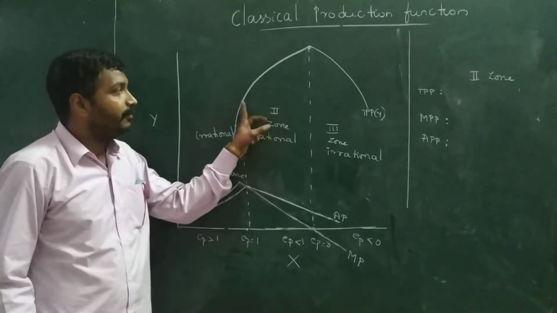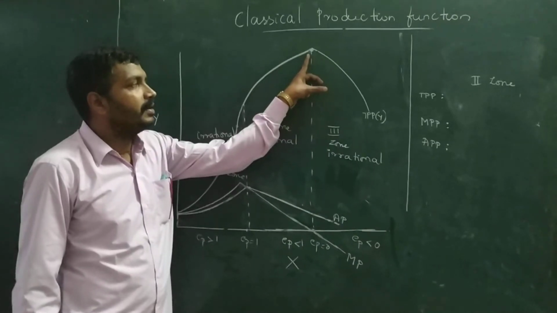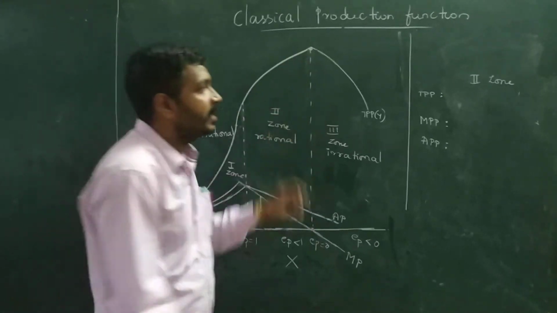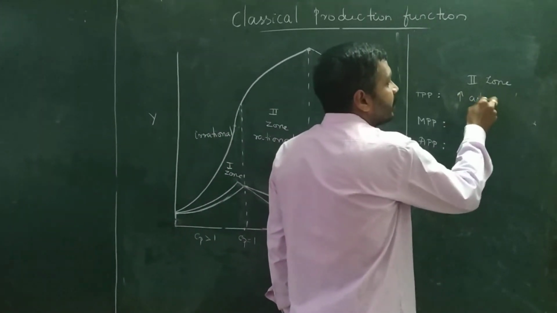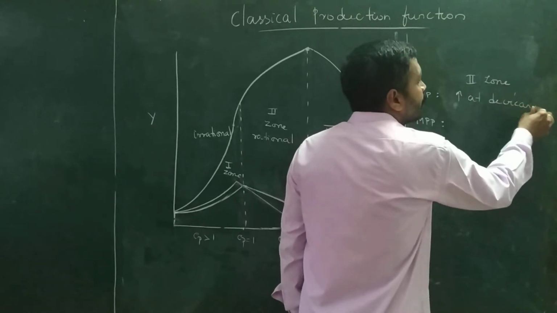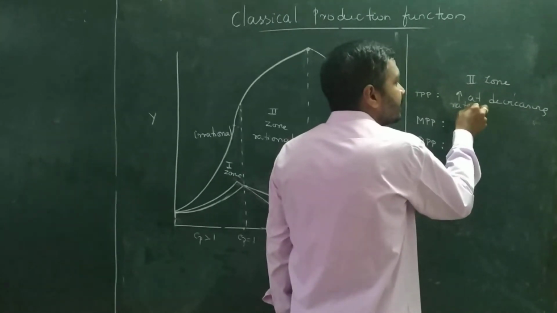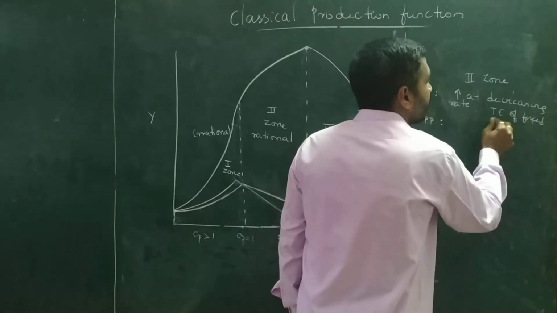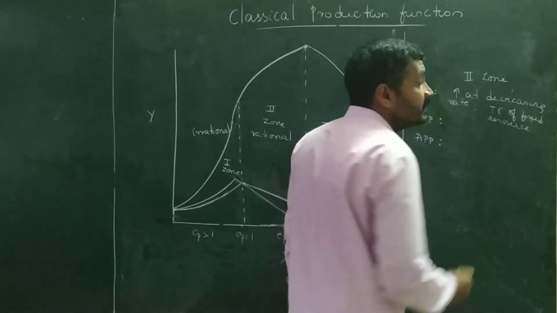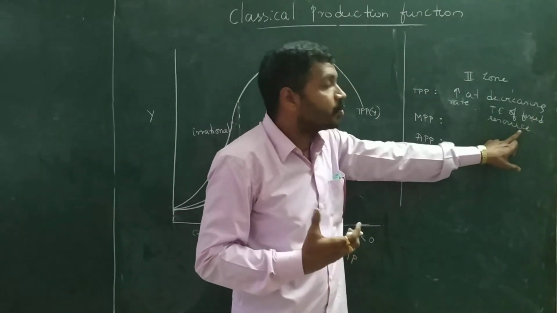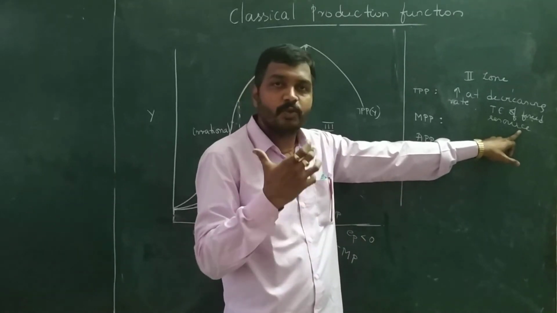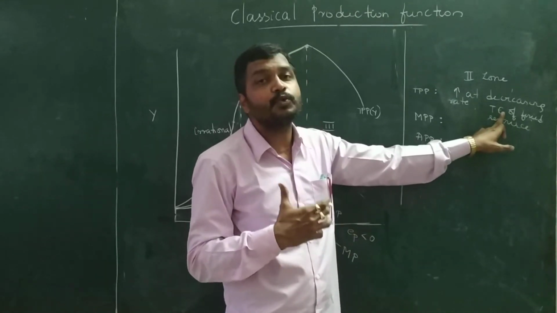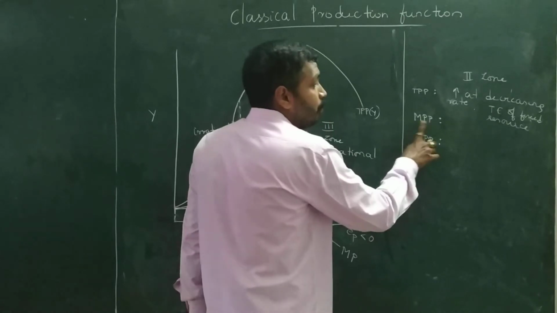Okay, so if you look into the nature of TPP, it is increasing but at a decreasing rate. What it indicates? It clearly indicates that technical efficiency of fixed resource is still positive. That means fixed resource has got enough potential which needs to be tapped, because technical efficiency used to be a positive figure.